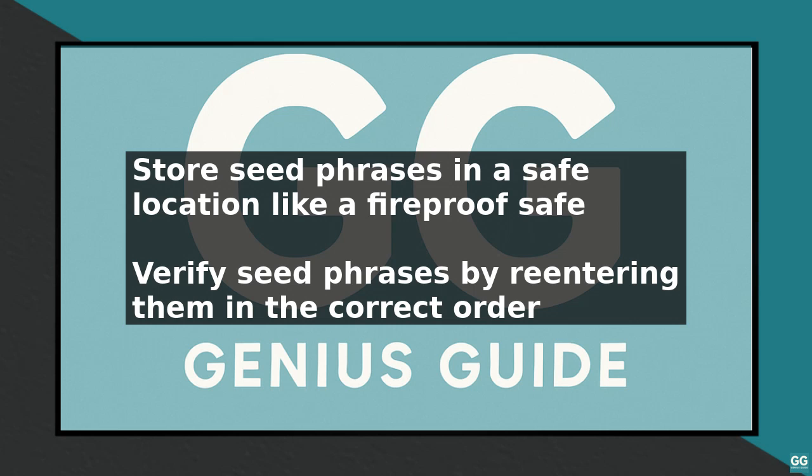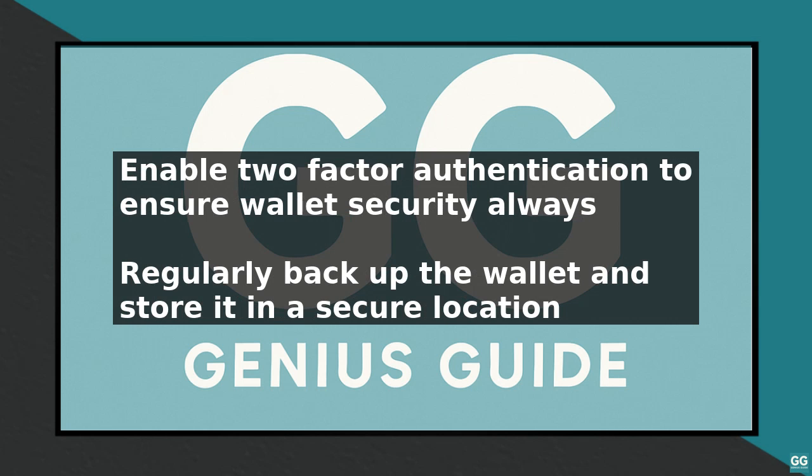After securing your seed phrases, you will be asked to verify them by re-entering the phrases in the correct order. Once your wallet is created, you will be taken to the main dashboard, where you can view your wallet address, balance, and transaction history. To ensure the security of your wallet, make sure to enable two-factor authentication and keep your app and device up to date.